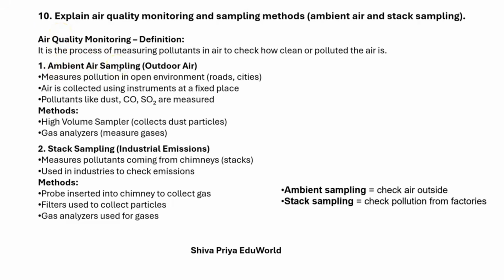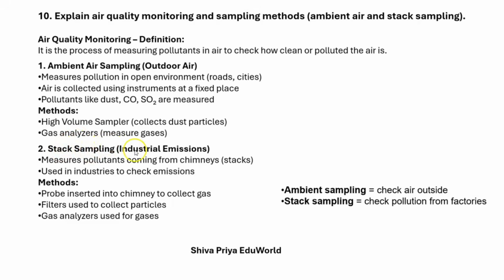Ambient air sampling is done on outdoor air. It measures the pollution in open environments, for example roads and cities. Air is collected using instruments at a fixed place, such as roads and cities. They will collect the air samples. Pollutants like dust, carbon monoxide and sulfur dioxide are measured. What pollutants are present in that air? They will measure those pollutants using some methods. The methods here are the high volume sampler, which collects the dust particles, and gas analyzers, which measure the gases present in that air.